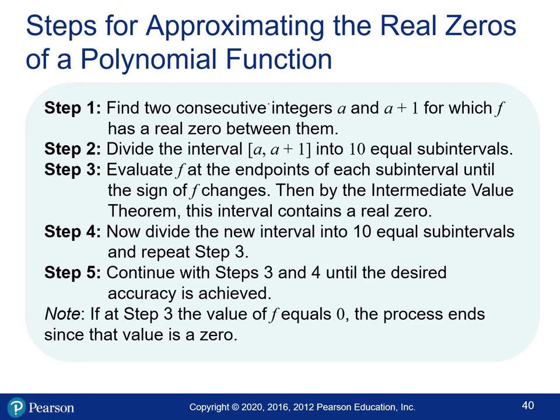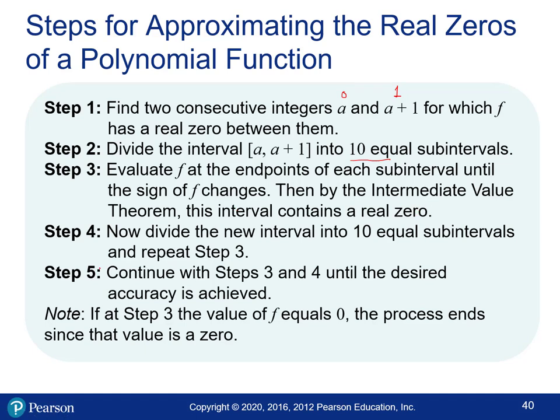So step 1, find 2 consecutive integers for which there's a real 0 between them. That's using our intermediate value theorem. In the last example, that was 0 and 1. Then divide the interval between the first number and the second number into 10 equal parts, 10 equal subintervals. Then evaluate your function at the endpoint of each subinterval until you see that the sign changes. So you're looking for the intermediate value theorem to come into play again. And so then you know there's a 0 there.